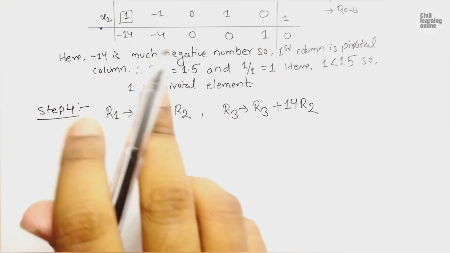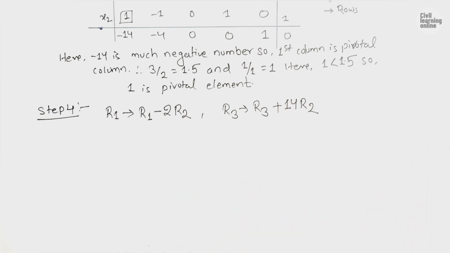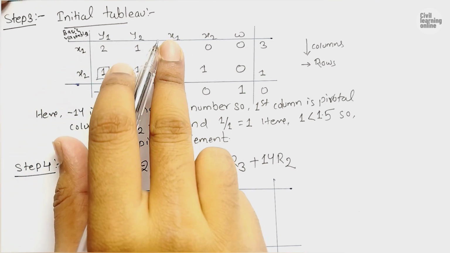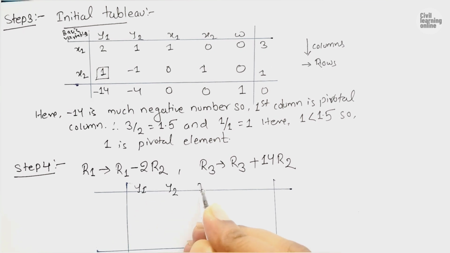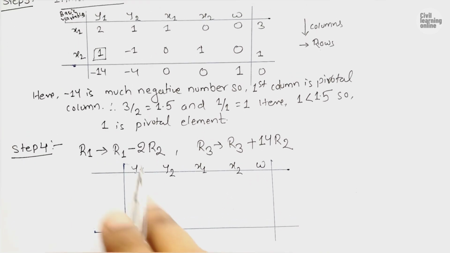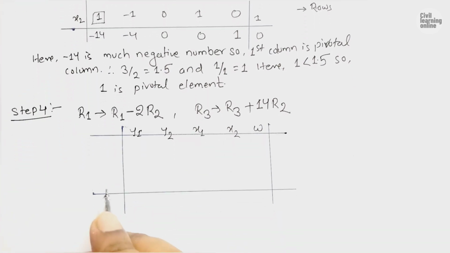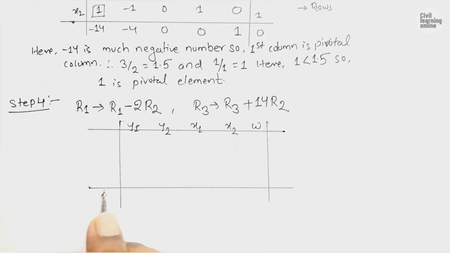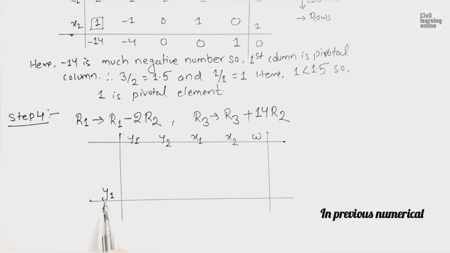Now we will draw a table like we have drawn previously, and then we will do the operation on each and every element. Now guys, draw the elements. We had y1, y2, x1, x2 and w. So we will write here y1, y2, x1, x2 and w. And now see here, we have pivotal element 1 which corresponds to y1. So this time we will write here, in place of x2, y1. This is what we have done previously also while calculating the value of maximization. So we will have here y1.